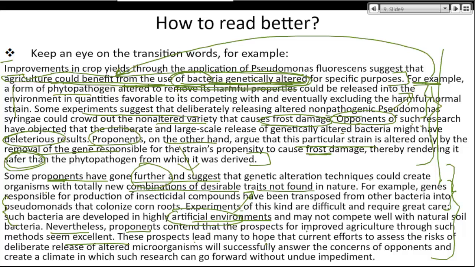These prospects lead many to hope that current efforts to assess the risks of deliberate release of altered microorganisms will successfully answer the concerns of opponents. Fine. So again, too much technicality. What is happening in the paragraph? That there is genetically altered bacteria. Proponents are in favor of its use because it might benefit them. The opponents are basically worried about the deleterious results.